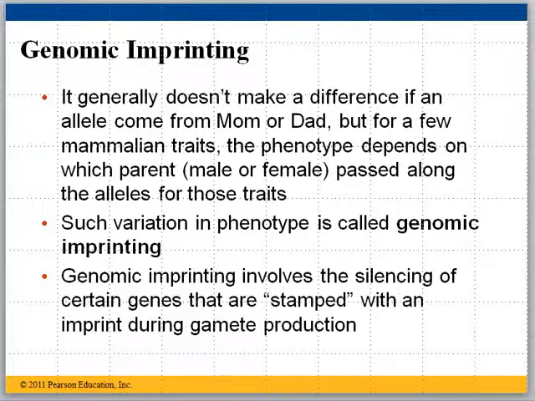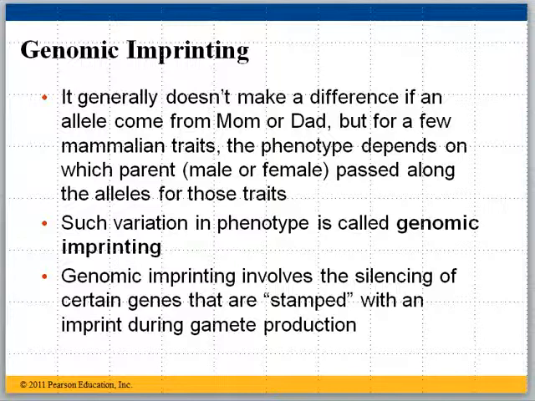But for a few mammalian traits, the phenotype, what you see, actually does depend on which parent, the male or the female, passed along the particular allele for those traits that we're looking at. Now, these are not necessarily like the sex-linked genes that we were talking about earlier, because most of these imprinted genes are located on autosomes. So even though the sex does play a part, or actually not the sex of the offspring, but the sex of the parent that the allele came from.